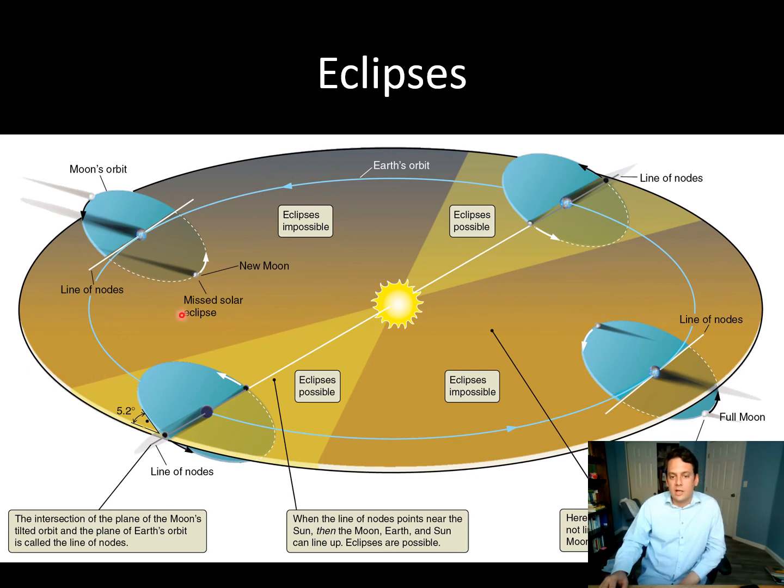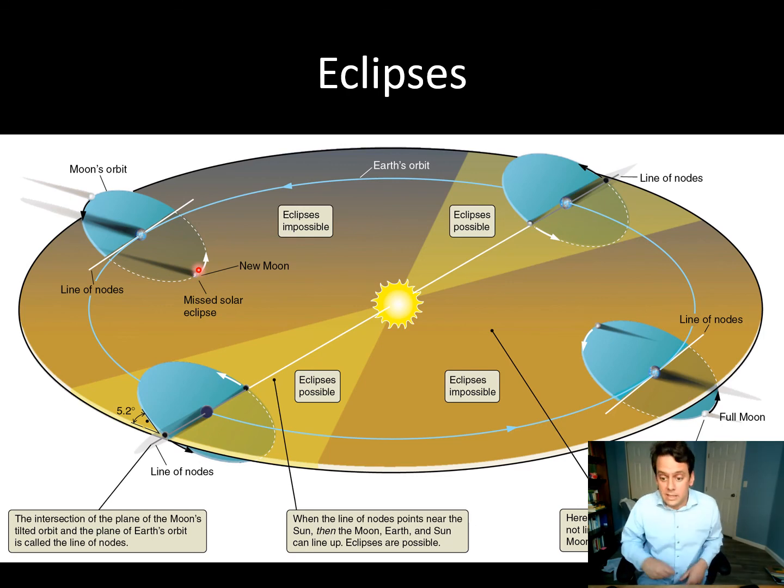And so you can see, I like this diagram because it's got some things labeled here that are helpful. You can see that they label this a missed solar eclipse, in the sense that the moon is in between the Earth and the sun, and so if you didn't look at it from this vantage point, you would say, aha, the moon is right in between the Earth and the sun. It's going to block that light. It's going to be a solar eclipse.